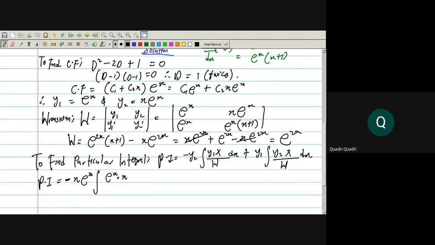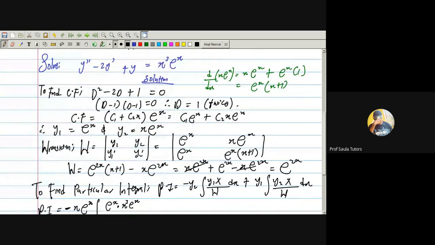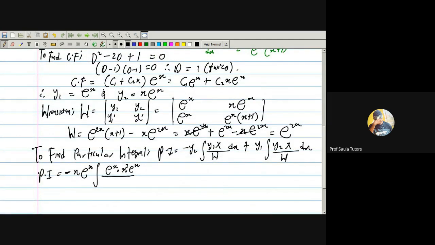So to confirm, the formula for the particular integral is minus y2 integral y1 times the function, over the Wronskian, dx. The other one is now plus y1 integral y2 times the function over the Wronskian. Okay, right. So my x term is x cubed exponential x, then all over, the Wronskian that we got here was exponential 2x, dx.